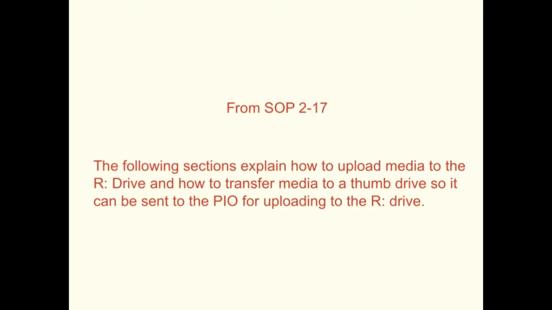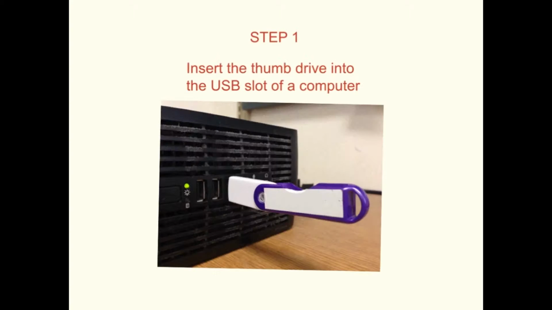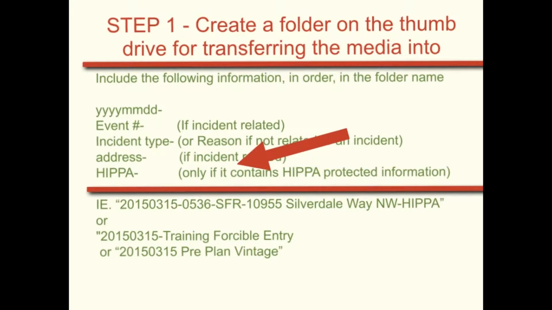The following section explains how to upload that media to the R drive and how to transfer the media to a thumb drive so it can be sent to the PIO for uploading to the R drive. Step 1 is to create a folder on the thumb drive for transferring the media into. You want to include the following information in order in the folder name.